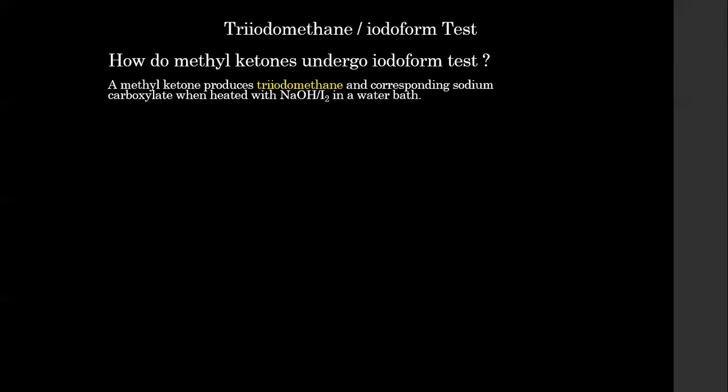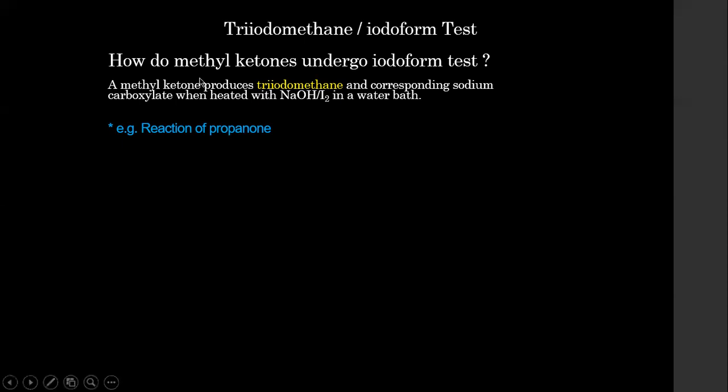We carry out this experiment in a water bath because aldehydes and ketones are flammable. If you use a naked flame to heat this reaction mixture, most probably the aldehyde or ketone will catch fire. Therefore, we use a water bath for this. So we call it wet heat as well.